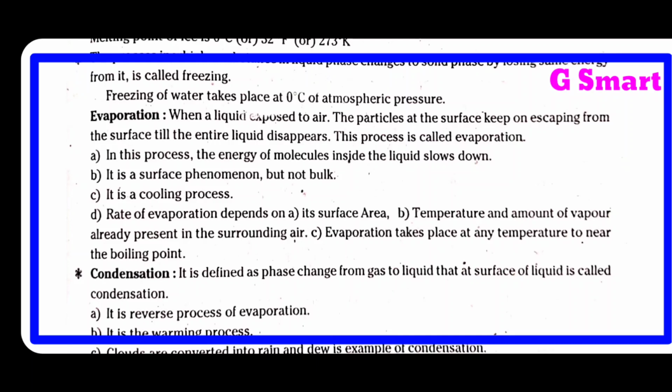Amount of water already present in surrounding air is called humidity. If humidity is more, rate of evaporation decreases. Why? Because the amount of water vapor already present in the atmosphere is more. Evaporation takes place at any temperature up to near the boiling point. There is no need of a specific temperature for evaporation.